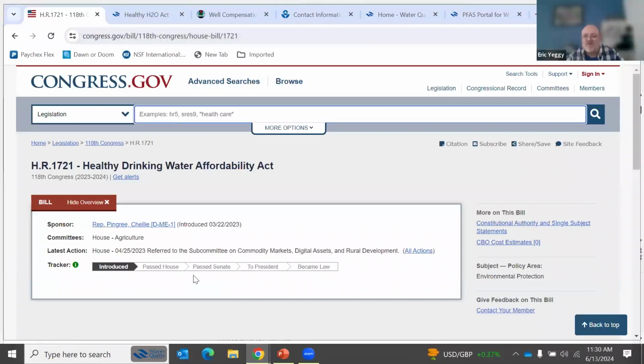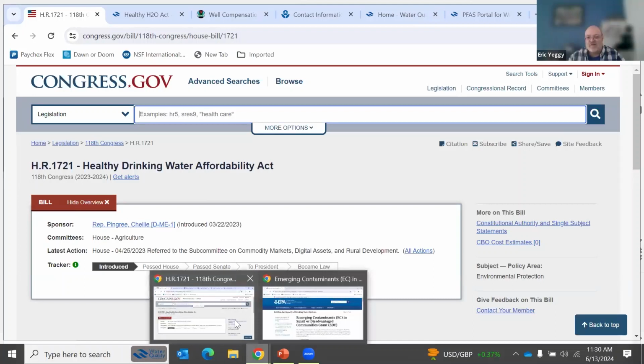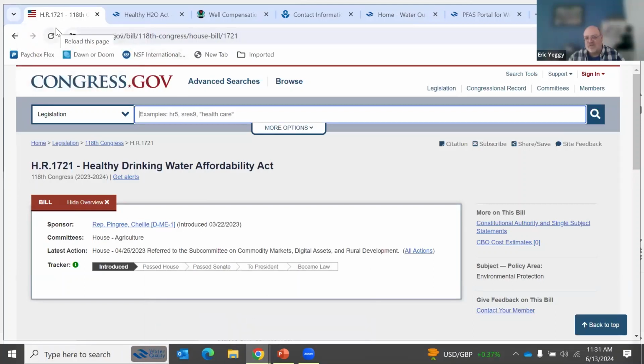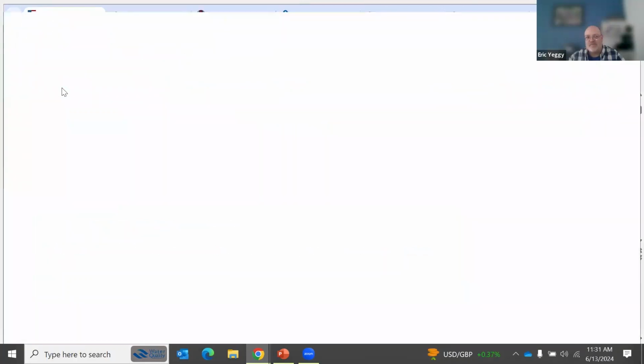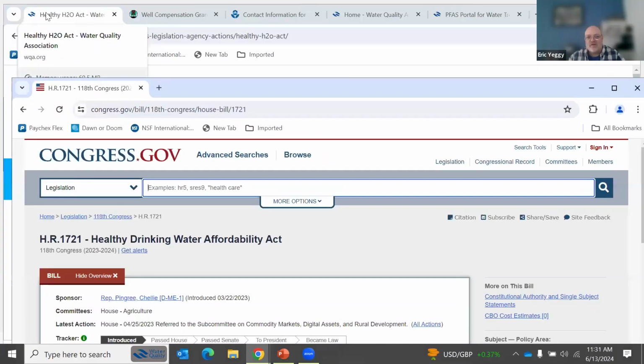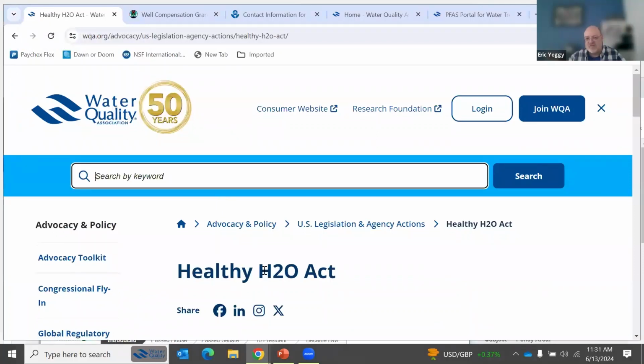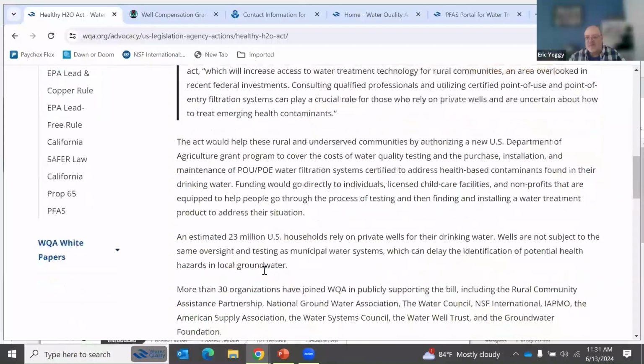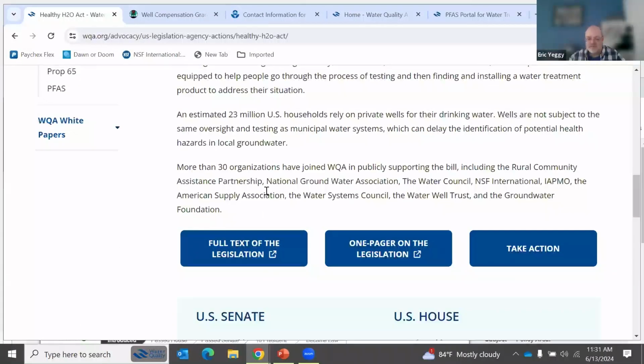We call it the Healthy H2O Act, but I believe the proper name for it is the Healthy Drinking Water Affordability Act. And this act is intended to help private well owners and small systems with funding for testing and treatment. And there is a page on our website which talks about this act. Right now, it has bipartisan support in both the House and the Senate. But we would really appreciate if this is an issue that you're passionate about.